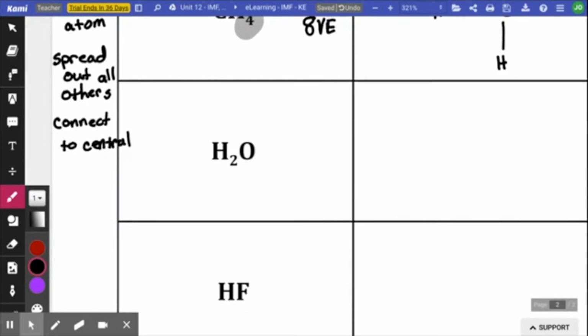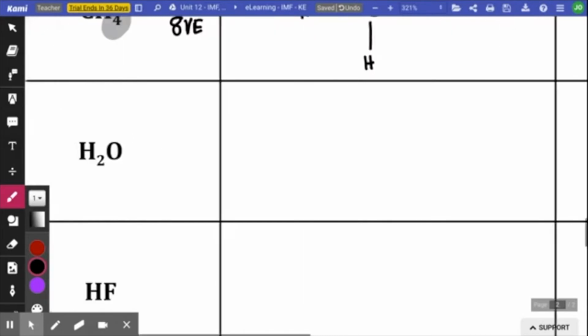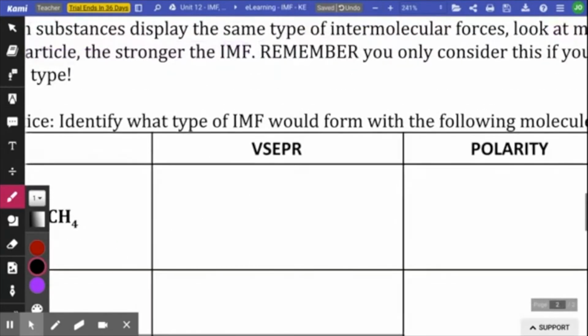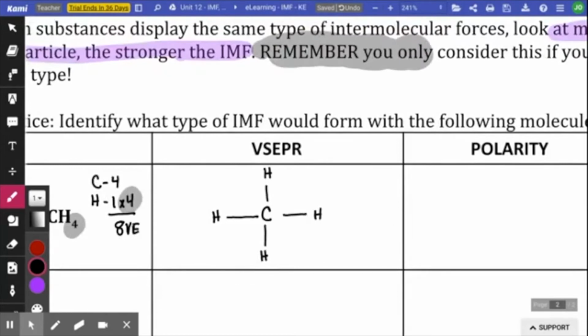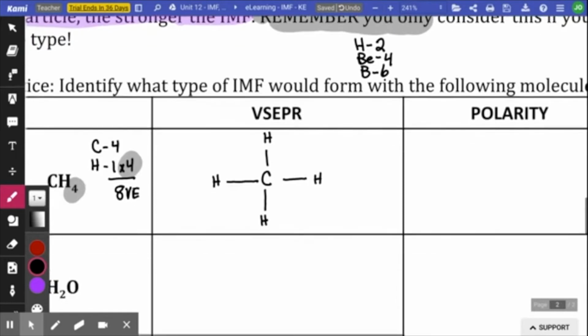Okay, next step is to fill the outer octet. Now remember your rule with your outer octet, or with all your substances, there are some exceptions. Hydrogen is okay with 2, beryllium is okay with 4, and boron is okay with 6. Everything else needs to have 8 in its outer octet.